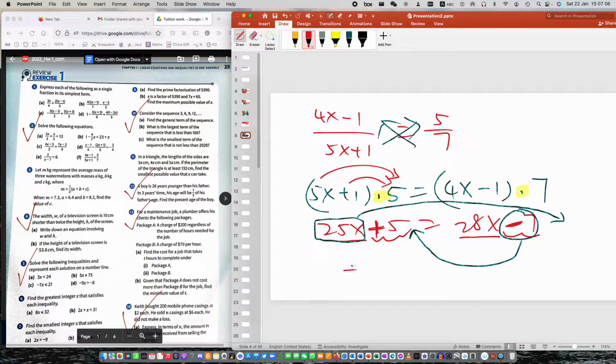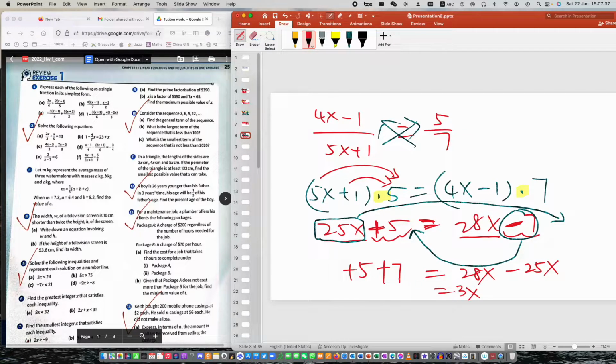Okay, so plus 5, stationary, that means not moving. Minus 7, when you move over, becomes plus. So always remember, when you move things over the equal sign, minus becomes plus. So minus 7 becomes plus 7. 28x, not moving. 25x, since I move it over, becomes minus 25x. Are you clear? So simple.